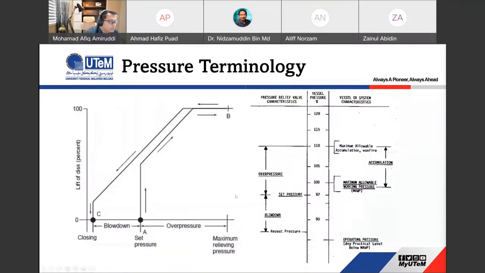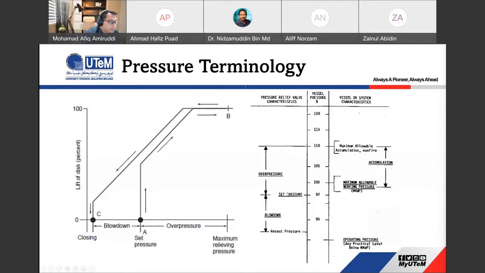And then this is a chart. Most of you already know that this is the chart for a safety relief valve. This is the set pressure. We purchase the safety relief valve based on set pressure, and set pressure is based on the maximum allowable working pressure of the tank.